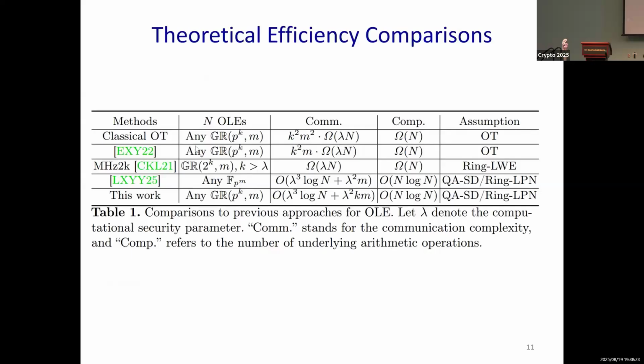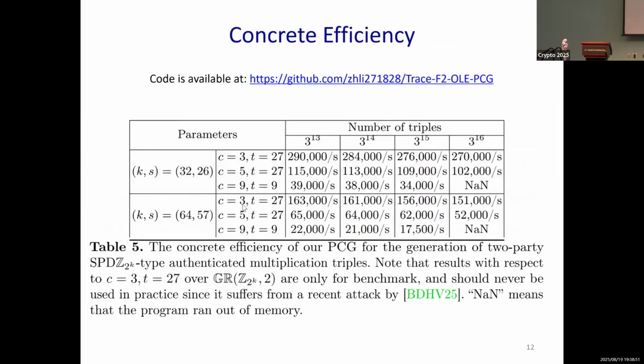Here is a brief theoretical efficiency comparison between our method and the previous methods. We can see the communication cost of our work is logarithmic in n, and the OT-based method has a factor of lambda times N. The homomorphic encryption-based method also has this lambda times n factor. Here is the concrete efficiency of our results. For k equal to 32, it's about 100,000 triples per second.